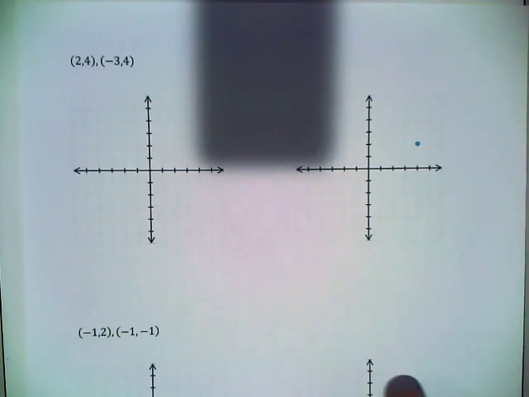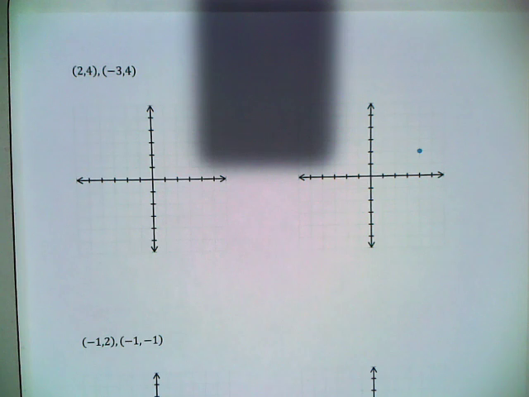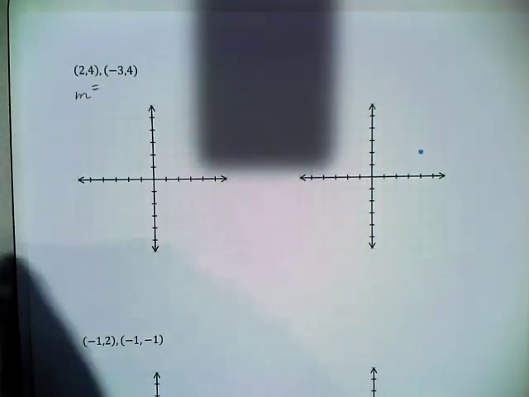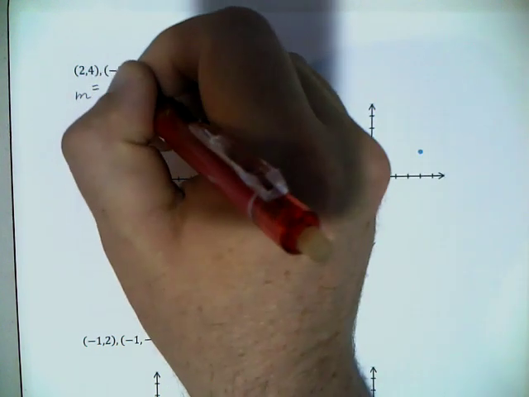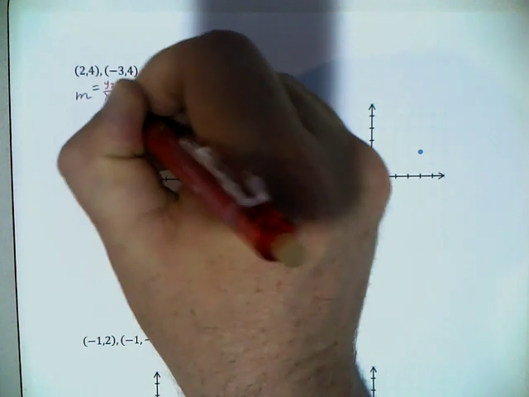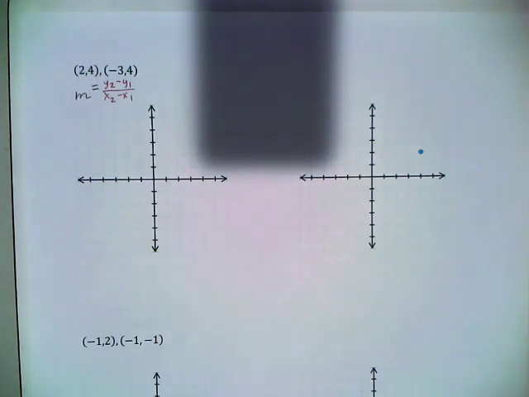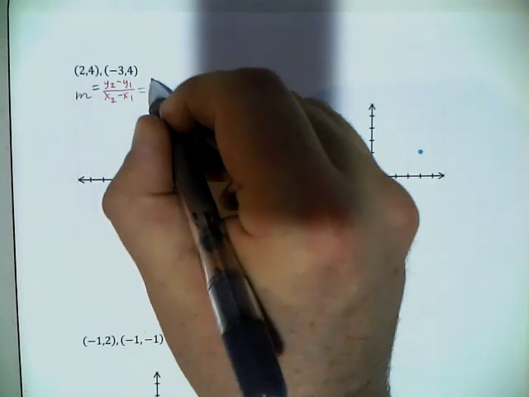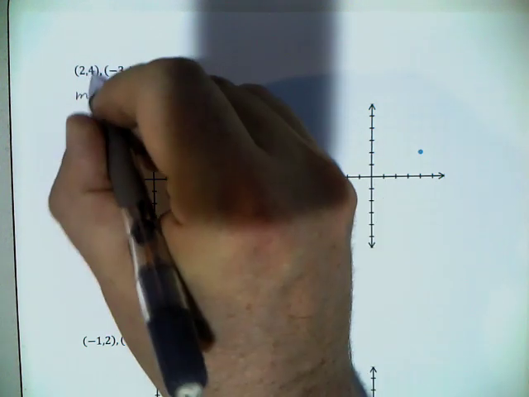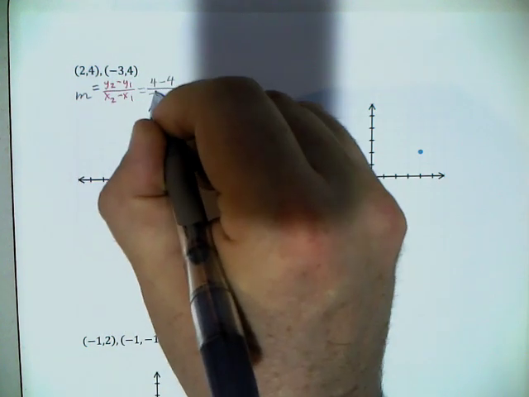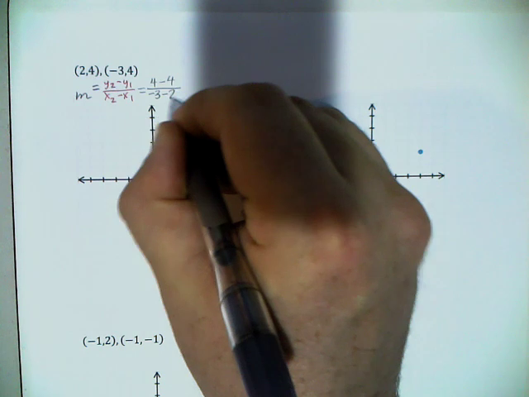Next up, we're going to take a look at 2 points. We're going to find their slope, and then we're going to graph them. So we're going to use our formula, m equals, and remember m in this case equals y sub 2 minus y sub 1 over x sub 2 minus x sub 1. So in this case, I would take my second y value, which would be 4, minus my first y value, which would be 4 as well, over my second x value, minus my first x value, 2.